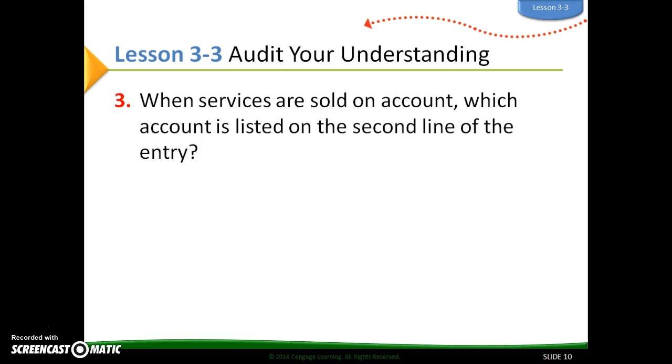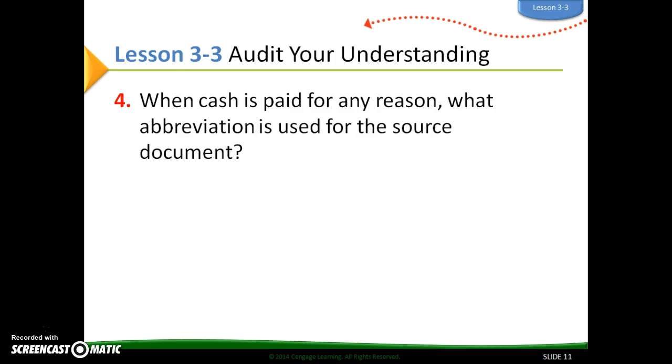When services are sold on account, which account is listed on the second line of the entry? So when we're selling services on account, you want to consider which is the debit transaction and which is the credit transaction. In this example, you want to focus on which is the credit. And then when cash is paid for any reason, what abbreviation do we use for the source document? Finally, when cash is received on account, what abbreviation is used for the source document? You want to make sure you can think through those answers. After you do, go ahead and complete the form. And finally, go and do the work together and on your own transactions in Aplia.